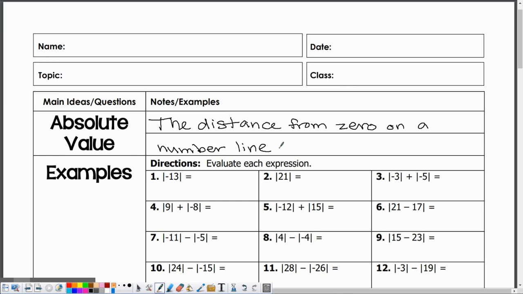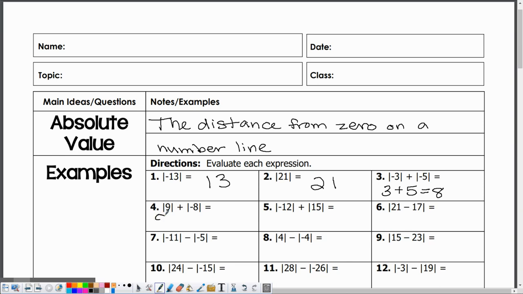So the absolute value of -13, that is 13 steps away from 0. So our answer would be 13. The absolute value of 21 would be 21. The absolute value of -3 is 3, plus the absolute value of -5 is 5, and then 3 plus 5 is 8. Okay, so then we have 9 and -8.